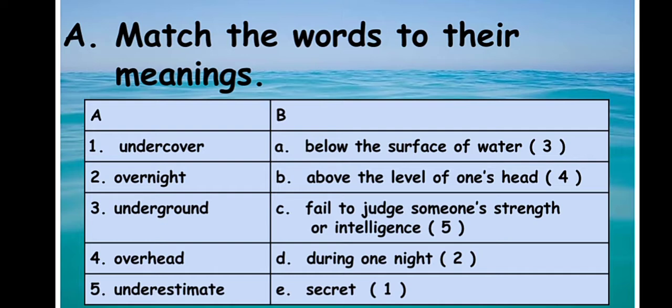First one, undercover. What might be the meaning of the word undercover? Undercover means something which is in secret. So E is the answer, secret. Write the number. Undercover, E is the answer.